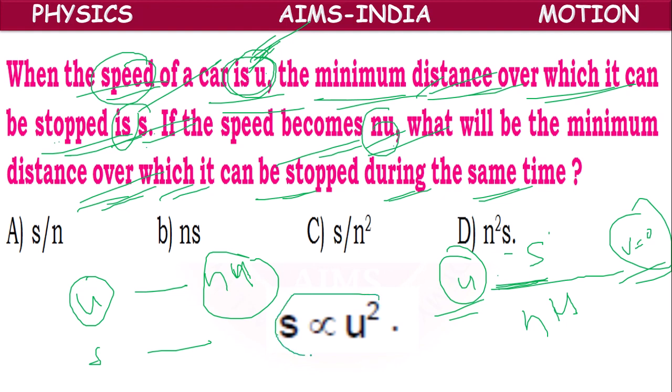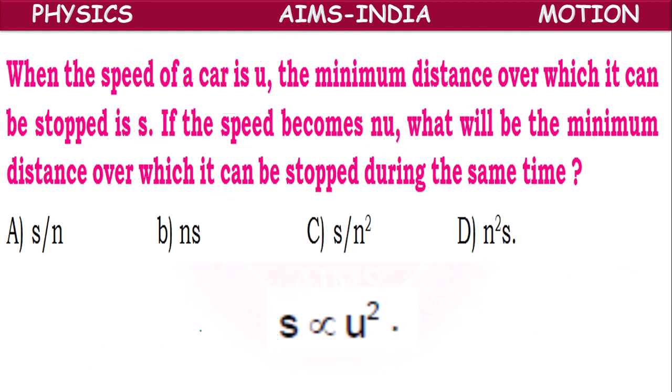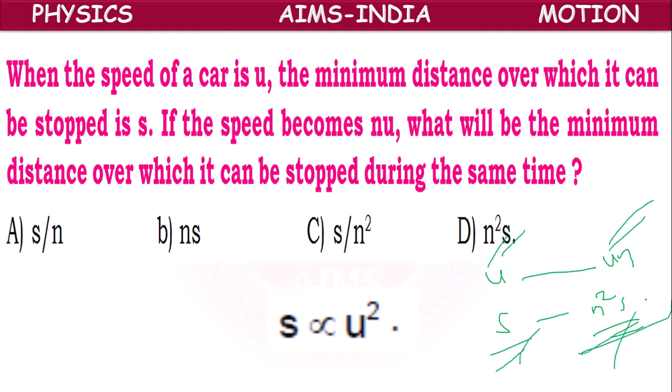This s is directly proportional to the square of u, which means displacement is directly proportional to the square of the initial velocity. If speed increases by n, then displacement is increased by n square. So n square s. Previously it was u, now nu. Previously it was S, now n square S, because they are related like this. So answer D option is correct.